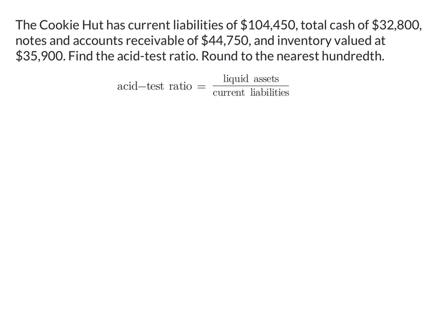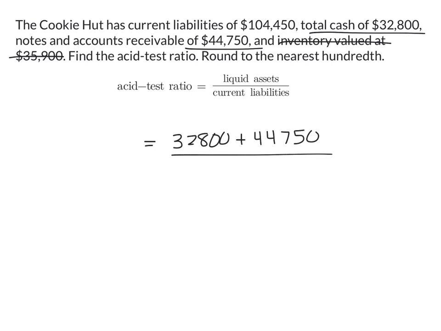So we're going to find the liquid assets by just taking the total cash, which is $32,800, and adding it to the notes and accounts receivable, which is $44,750. Notice we will not include the value of the inventory because inventory is not included in the liquid assets. So we'll just add those two values together, and then we're going to divide by the current liabilities, which is $104,450.